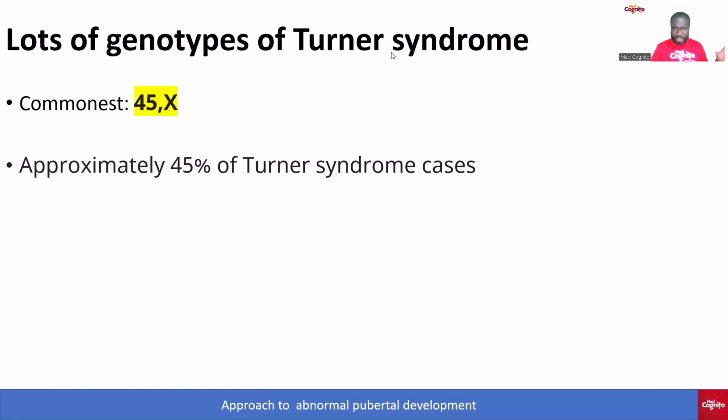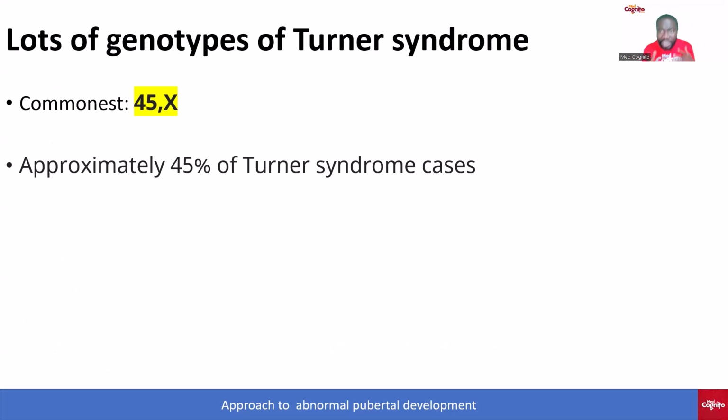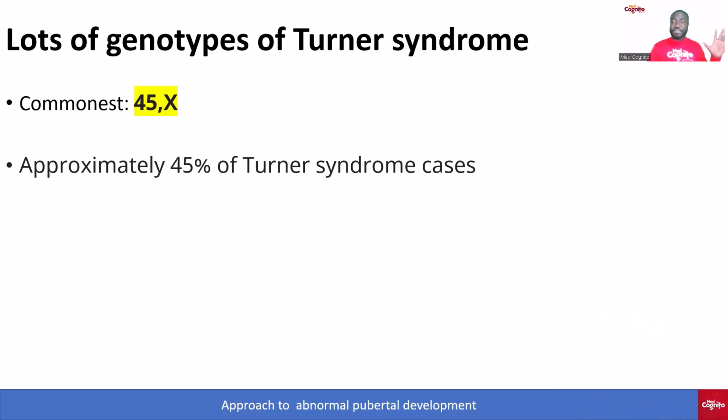Now, there are lots of genotypes. As I've said in the past, there are a lot of genotypes, okay? But approximately 45% of Turner syndrome cases are 45X. That is why we dealt with that particular question, which was talking about the commonest or the most likely karyotype that you will see. 45% of them is 45X.